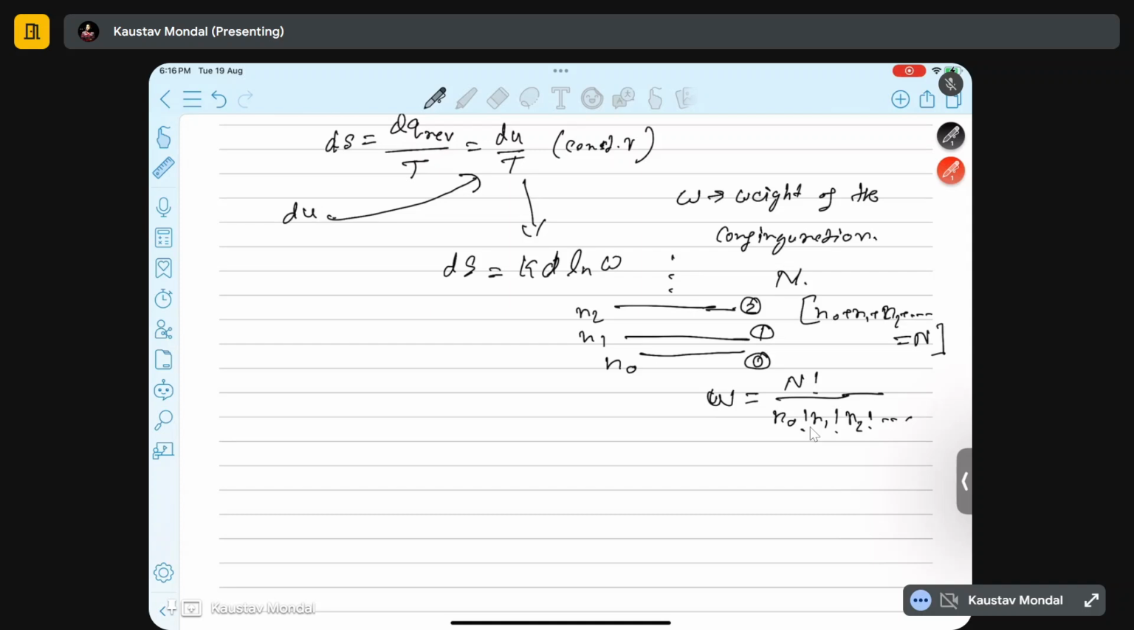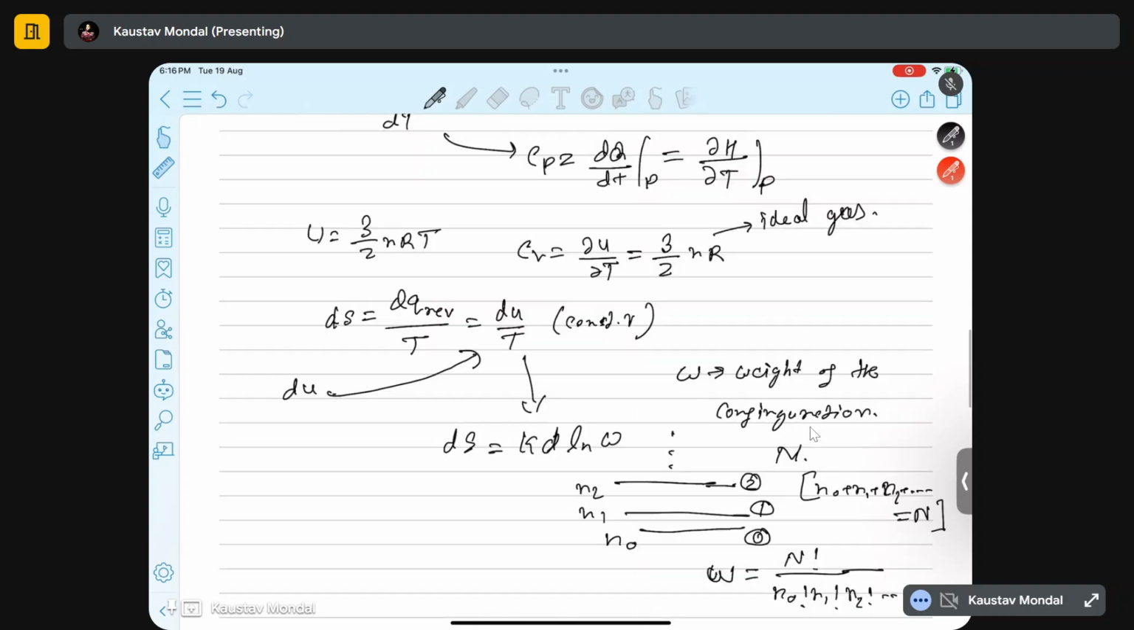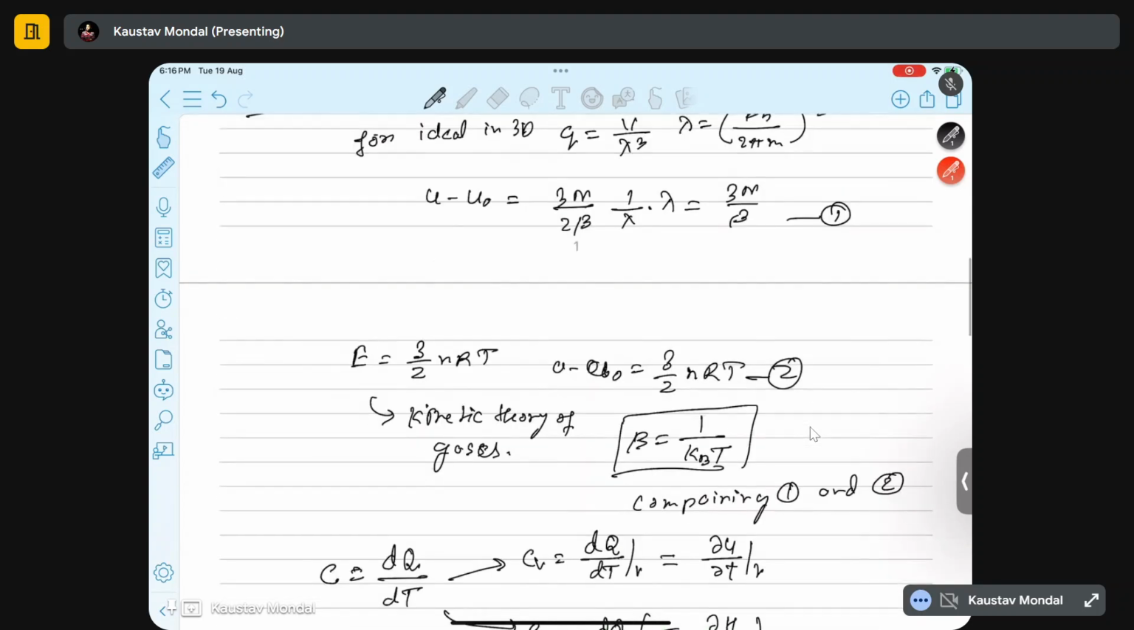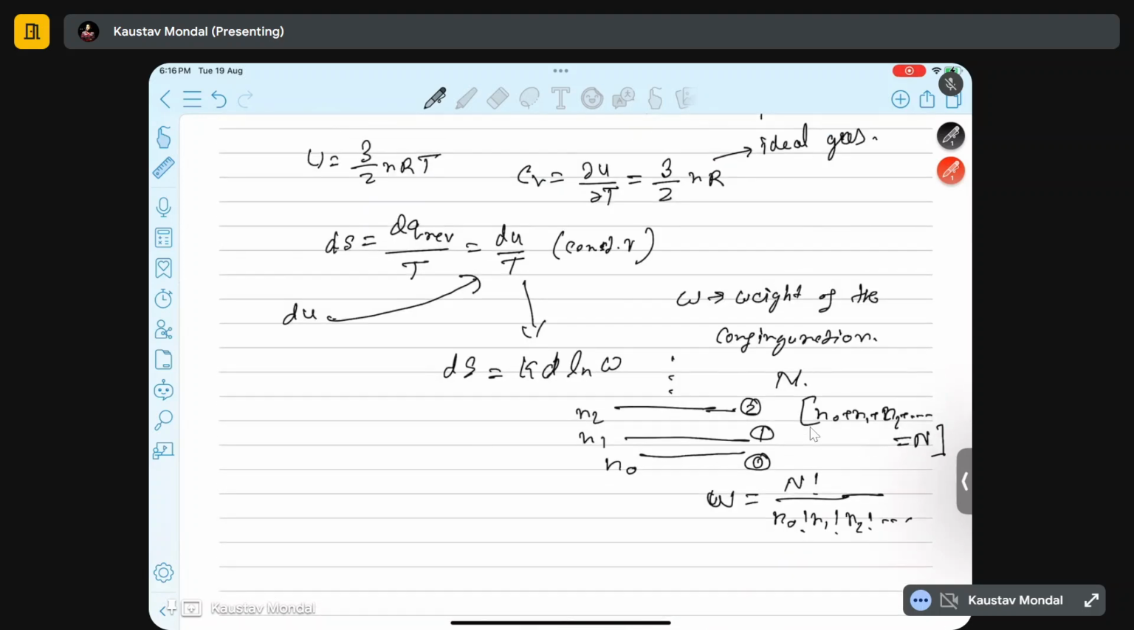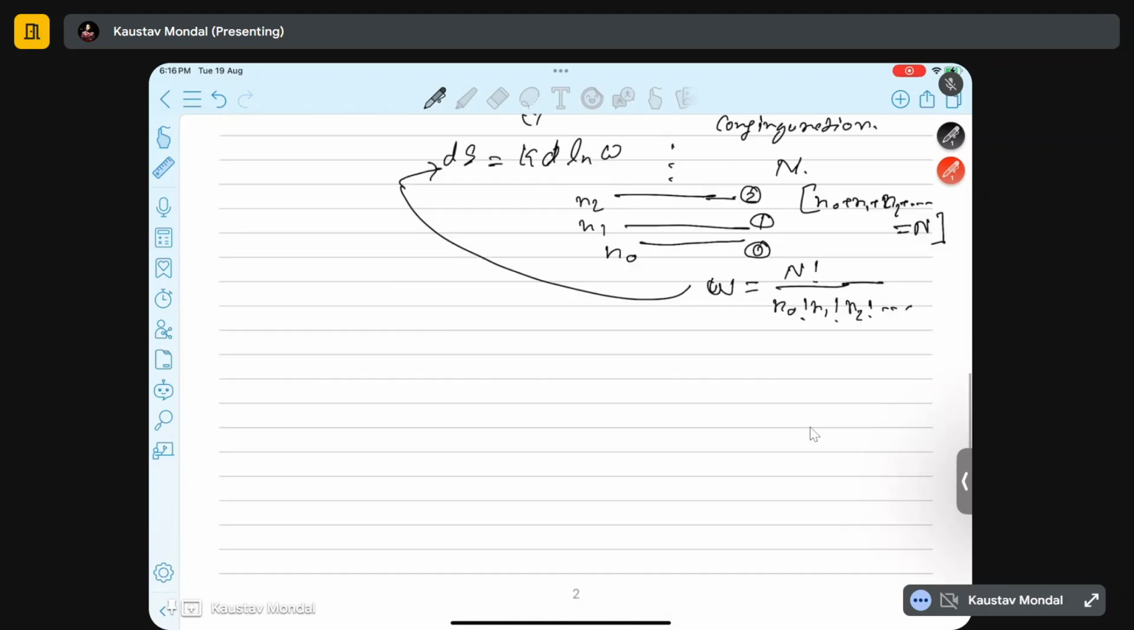Capital N, right? So this is basically the way. If you know the weight of a configuration, then you can easily calculate from there the total entropy of the system.